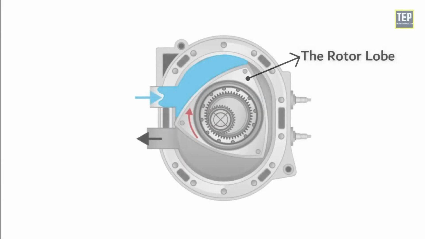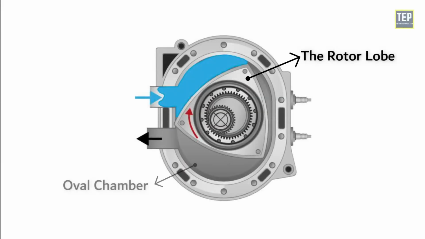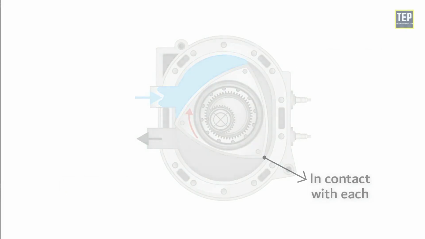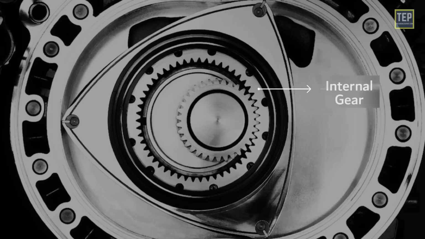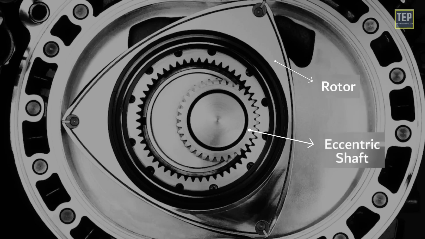The rotor lobes are sealed tightly against the sides of the oval chamber. The combination of rotor and chamber shapes ensures that they remain in contact with each other throughout the rotation. On one side of the rotor, it has an internal gear that meshes with the fixed gear located on the side housing to keep the correct connection between the rotor and the eccentric shaft.